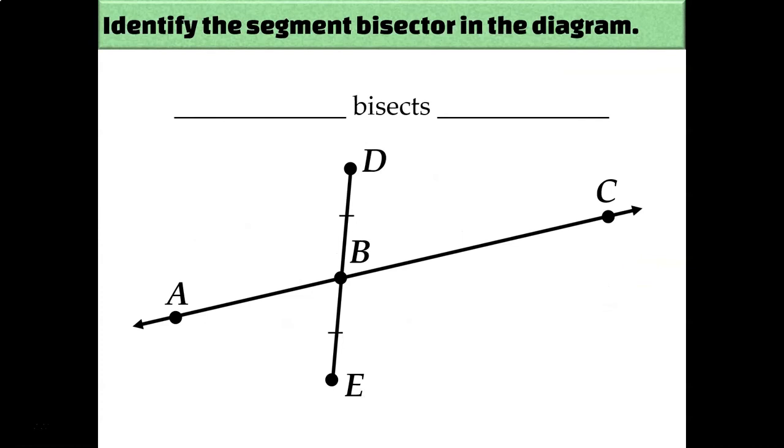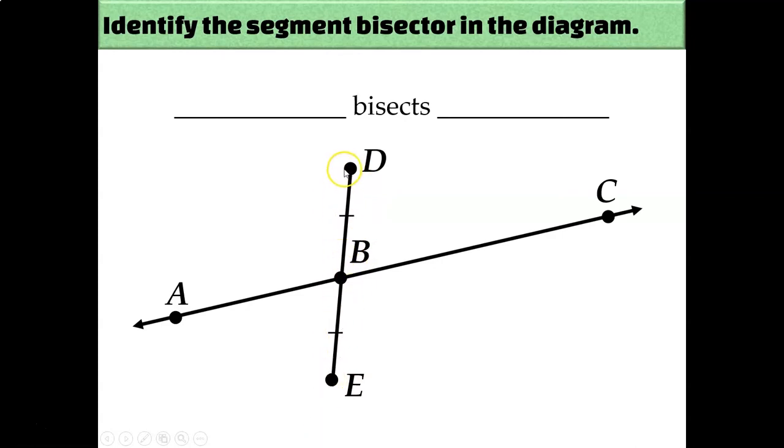I want you to analyze this diagram and determine which thing is bisecting which. The segment bisector is the figure that cuts a segment in half. The segment that was cut in half is not the segment bisector. So let's look at what's going on in this diagram. I see these two congruence marks, which means that DB is the same thing as BE. They're congruent to each other, they're the same length.